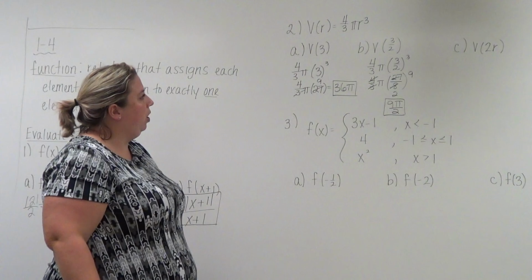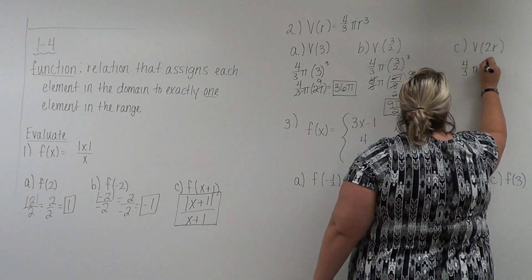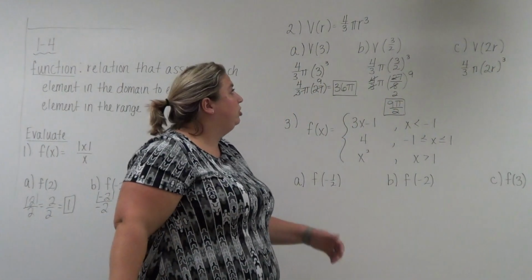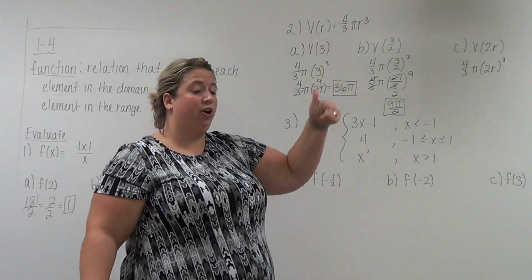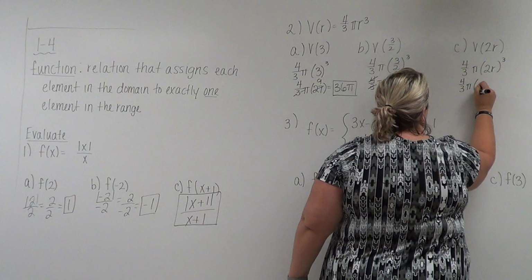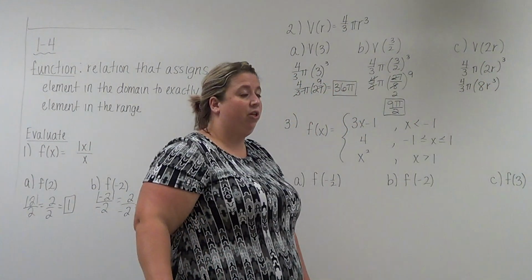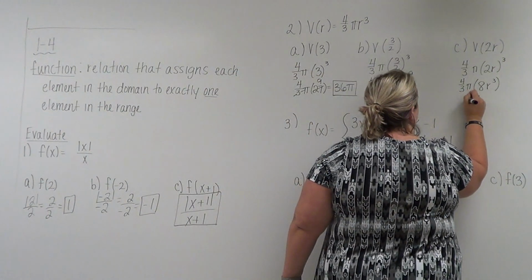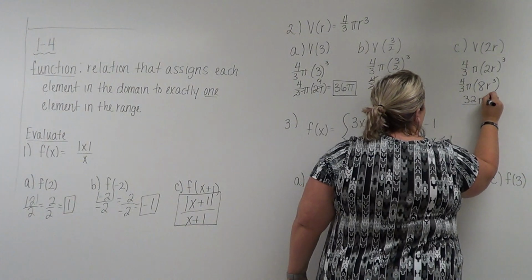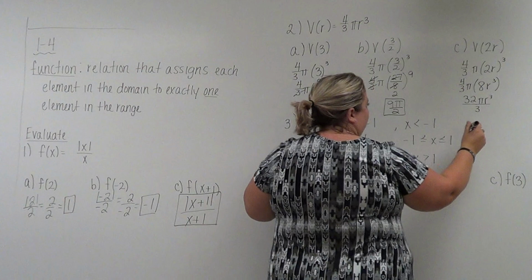Okay, and the last one, 2r. So this would be 4/3 pi times 2r to the 3rd. So when you take 2r to the 3rd, you're taking 2 to the 3rd and r to the 3rd. So that'd be 4/3 pi, 2 to the 3rd is 8, r to the 3rd is r to the 3rd. So when I multiply together, this would be 32 pi r to the 3rd over 3. And that'll be your final answer.